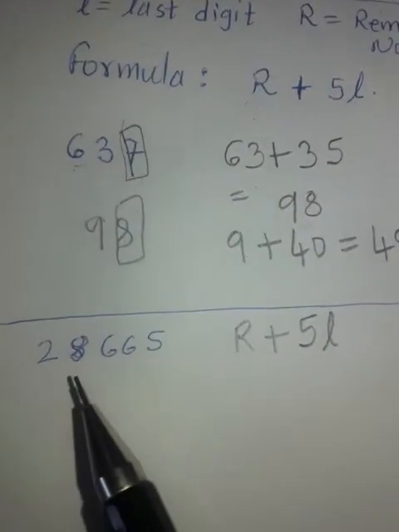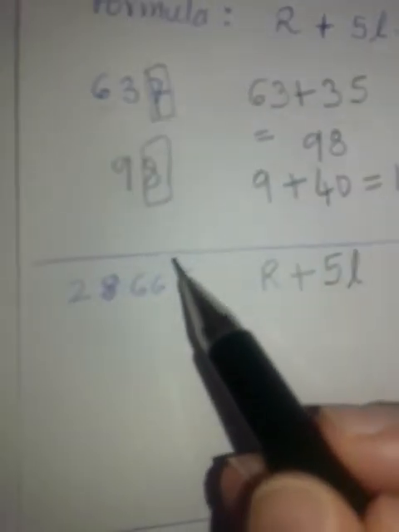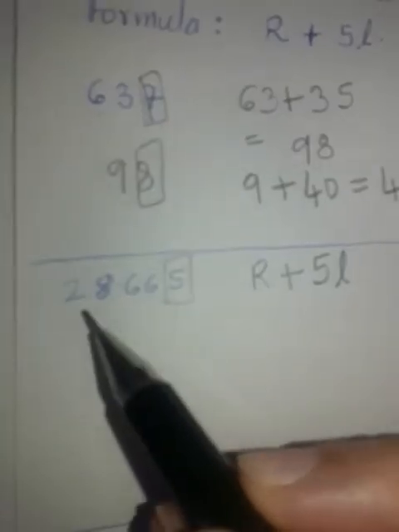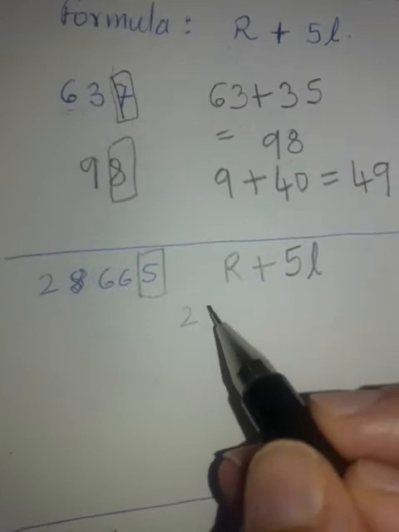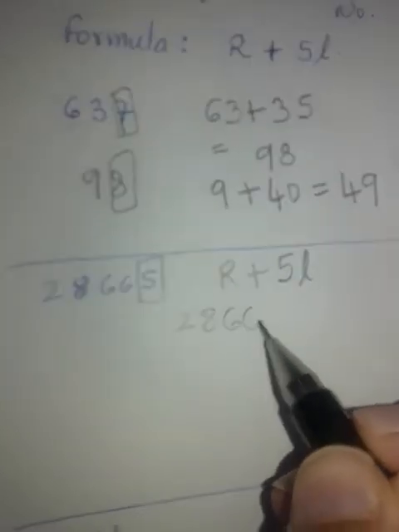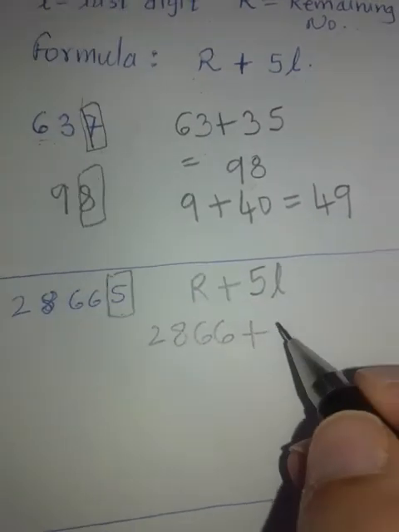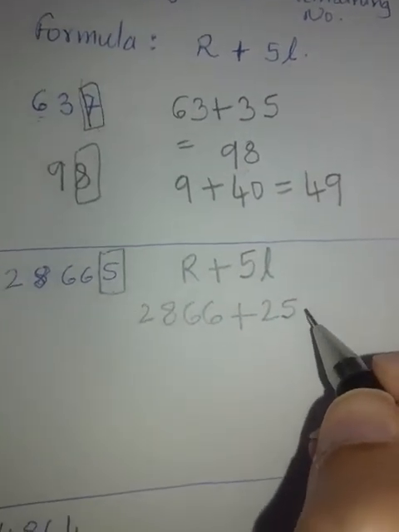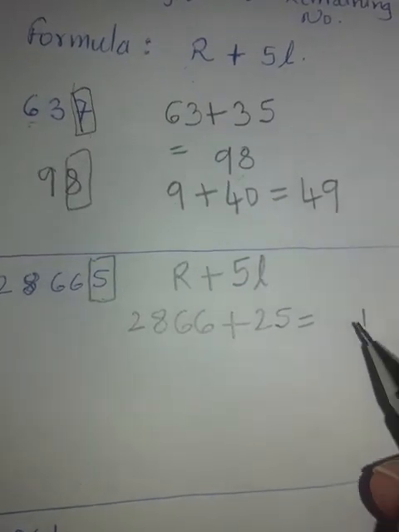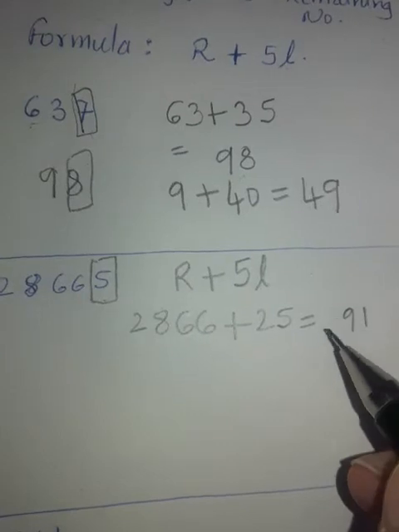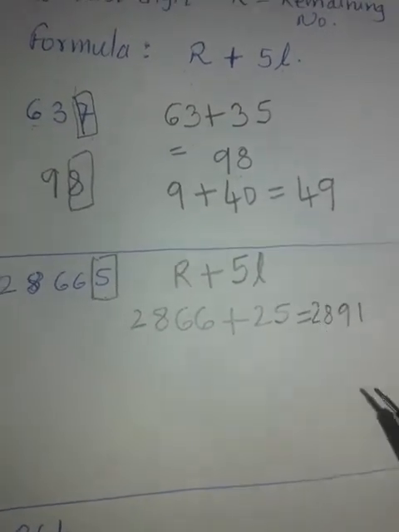Let's try this number 28,665. Last digit is 5. Remaining number is 2866. I'm going to copy it here. 2866 plus 5L. 5 5s are 25. Take the sum. What is the sum? 25 and 2866, that is 2891. That is the sum.